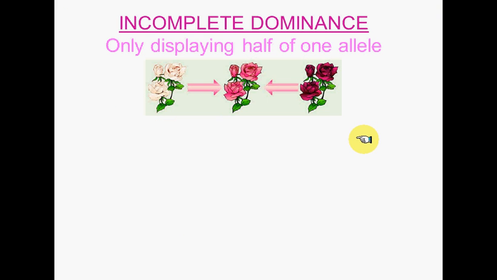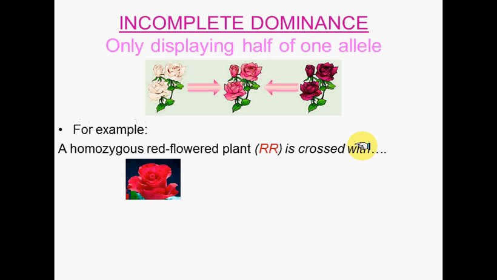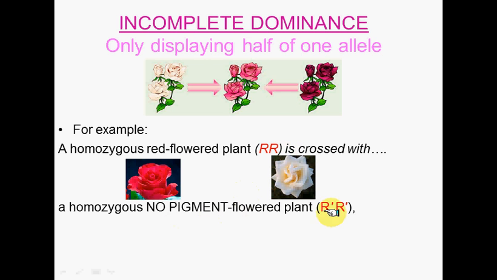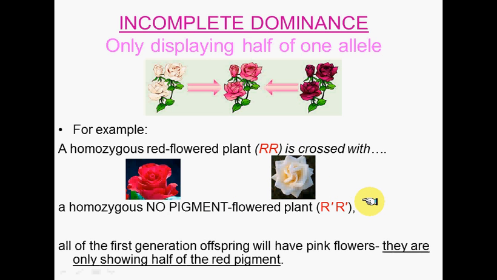The first type of complex inheritance is incomplete dominance, and this means only displaying half of one allele. So here in the picture, we have a white flower and a red flower, and when they're combined, you end up with a pink flower. A homozygous red flowered plant, and here is the genotype of that plant, is crossed with a homozygous no pigment flowered plant, and there's the genotype for that one. After the first generation, the offspring are going to have all pink flowers. That means they're only showing half of the red pigment.